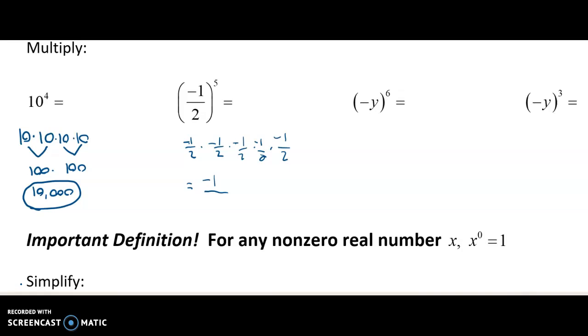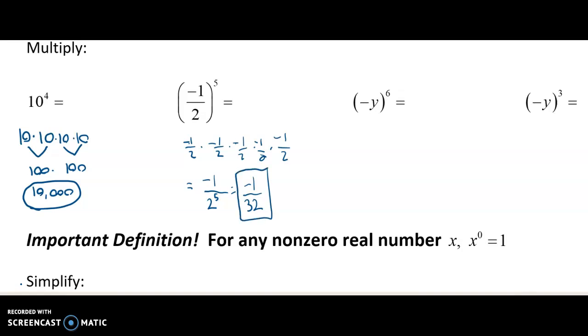On the bottom, I have 2 times 2 times 2 times 2 times 2. That's 2 times itself 5 times. I could even write that as 2 to the fifth. And 2 to the fifth, if I multiply that out, 2 times 2 is 4, times 2 is 8, times 2 is 16, and then times 2 is 32. So I get negative 1 over 32.